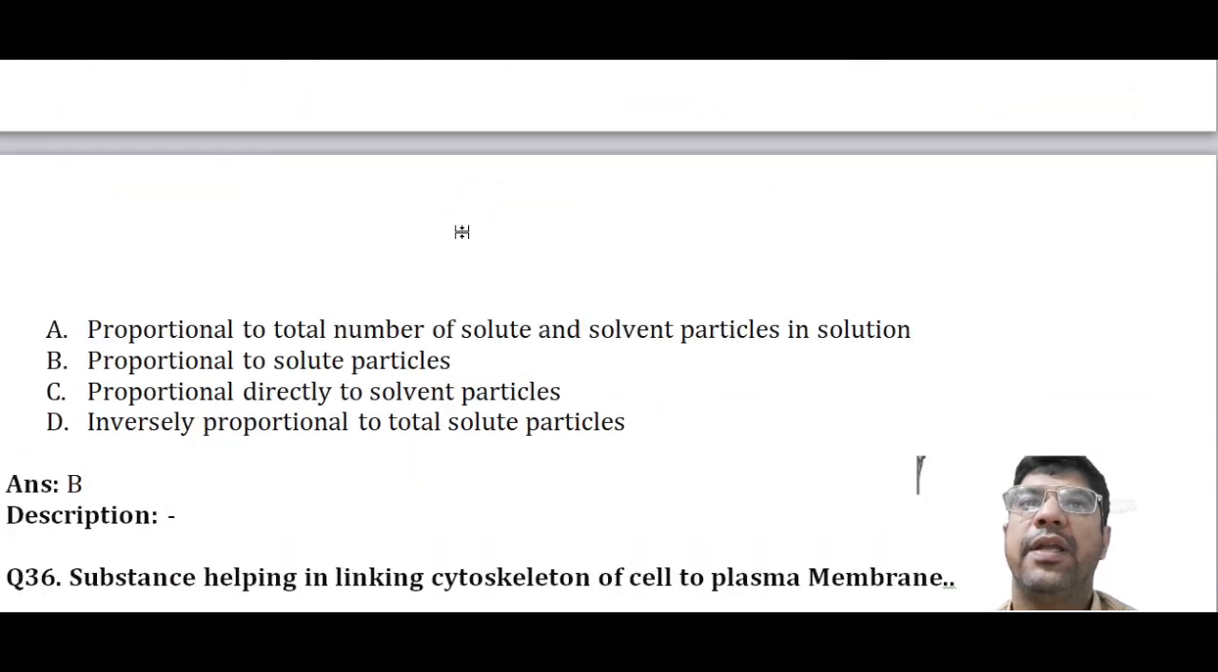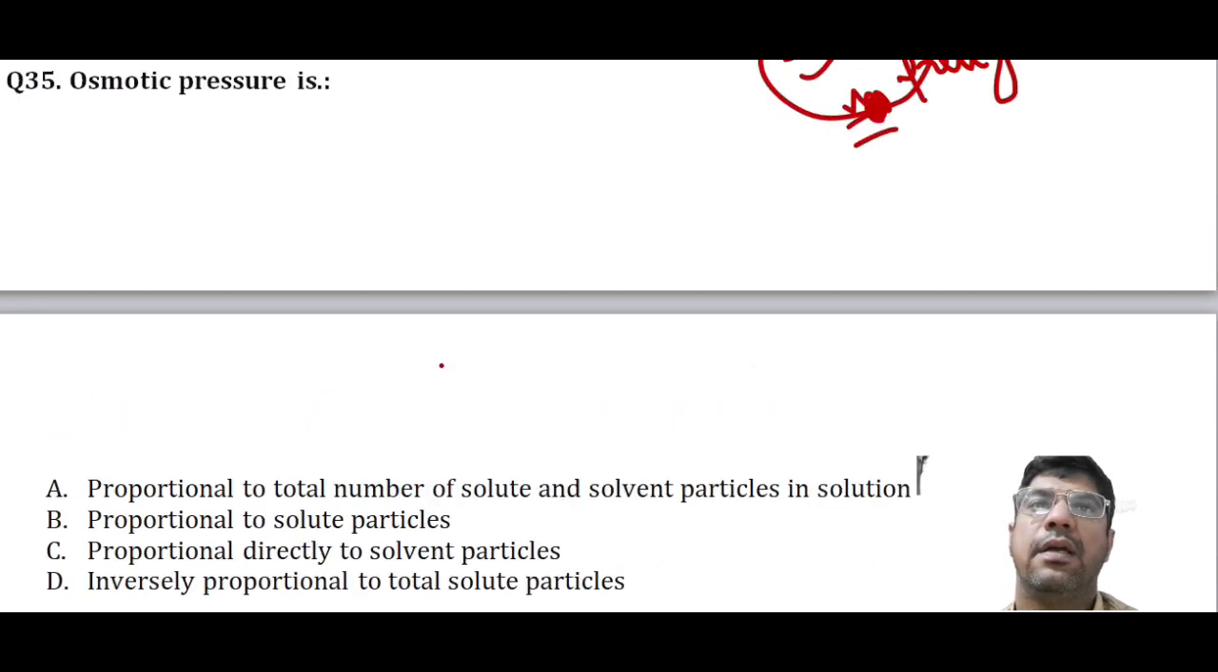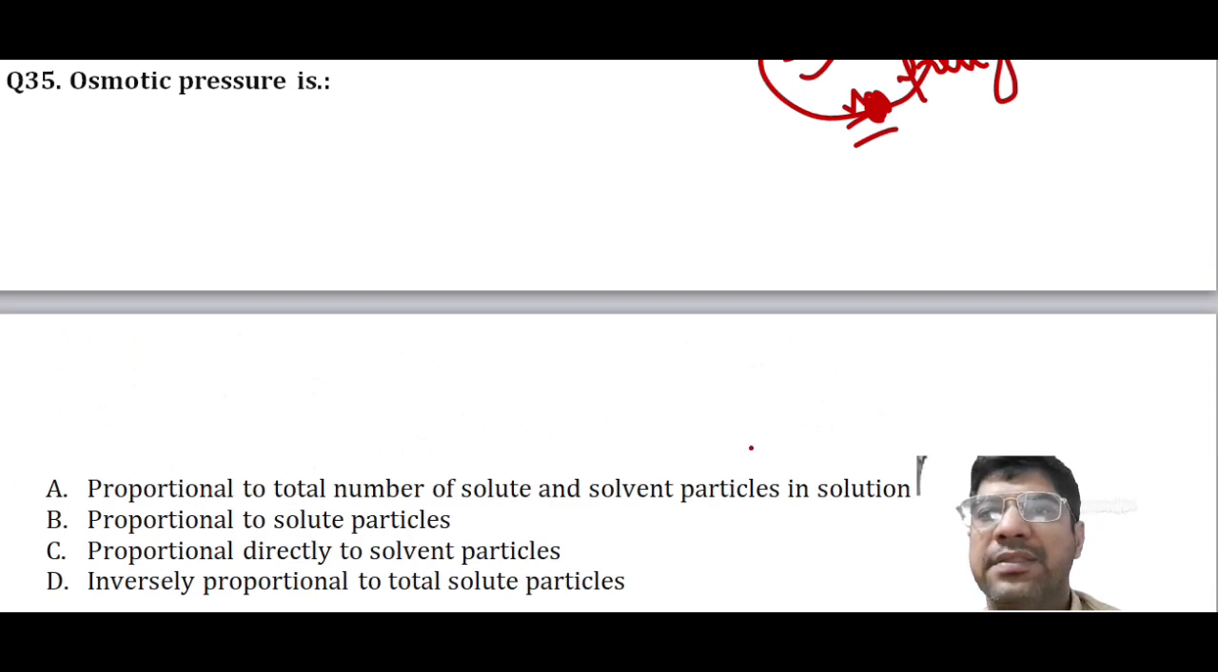The osmotic pressure is determined by the total number of particles, both solute and solvent, in solution. The more particles there are in solution, the higher the osmotic pressure. So it is proportional to the total number of solute and solvent present in the solution.